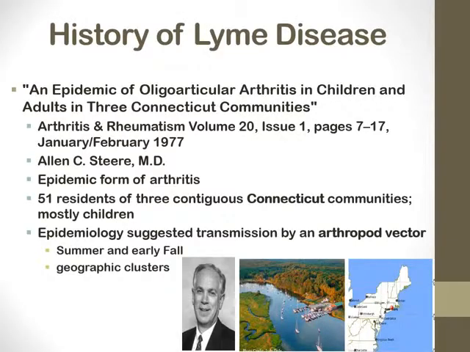In 1977, Dr. Alan Steere, who's actually a rheumatologist, described a new clinical entity of an epidemic oligoarticular arthritis, primarily in children at the time, but this certainly affects adults as well. Some factors about the epidemic suggested an arthropod vector. Dr. Steere was also CDC epidemiology trained, so he was the perfect man to be in the right situation to recognize this as a new clinical entity.